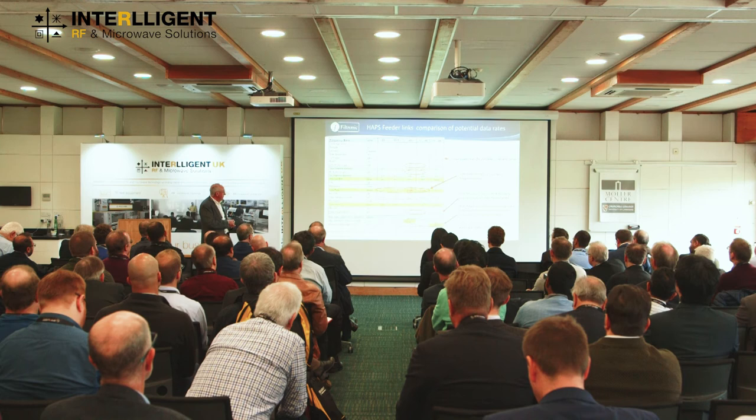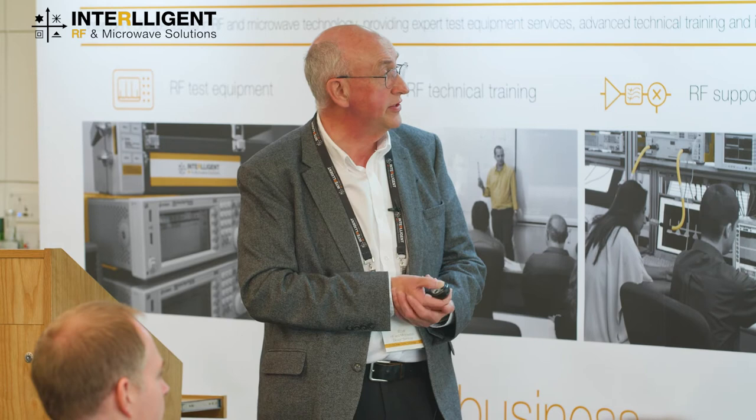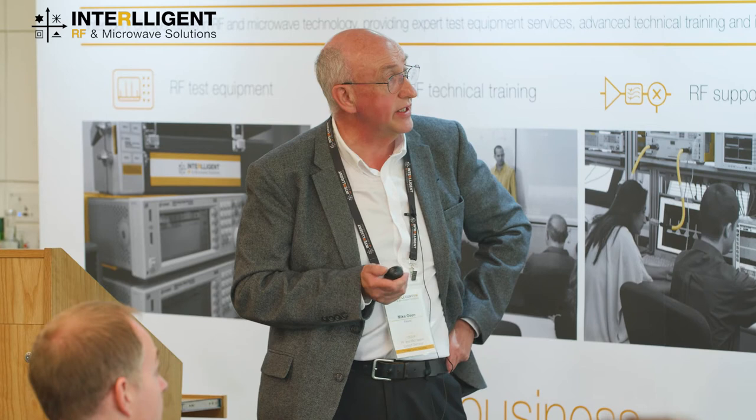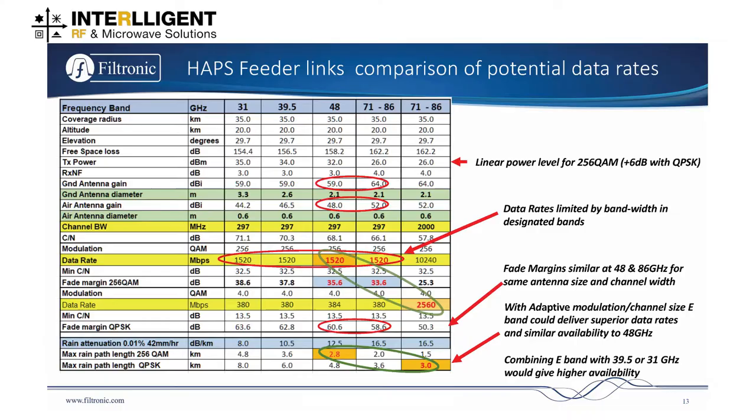But of course, you have to allow for fade margin for these things. And these are fairly moderate. And I've just done a calculation there based on a typical rain height and slant angle. So you can see that the fade margin is reasonably useful for a moderate availability. And then it's interesting for us as to what sort of power we need to deliver in our transmitters. So the power levels I've used here are, again, very achievable, 26 dBm at E-band, going to maybe 35 dBm down at 31 gigahertz.